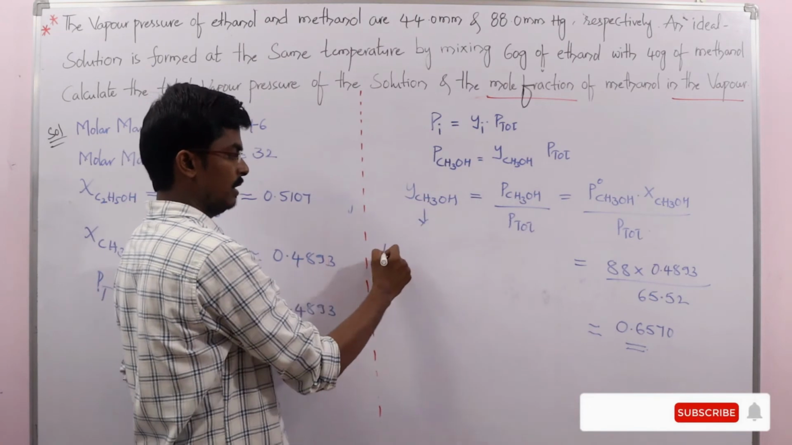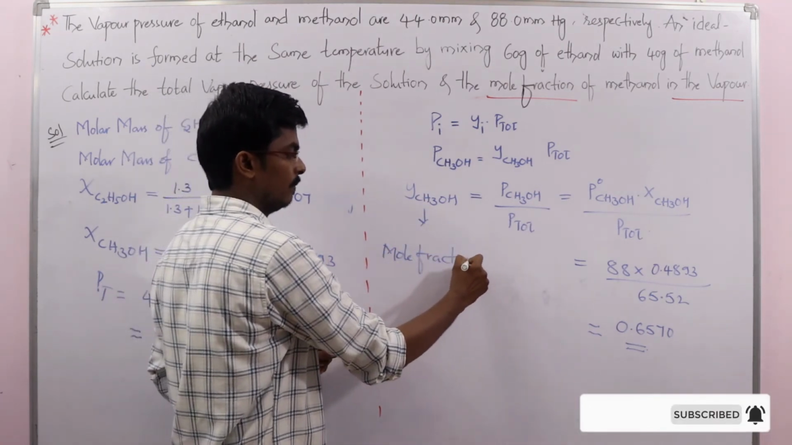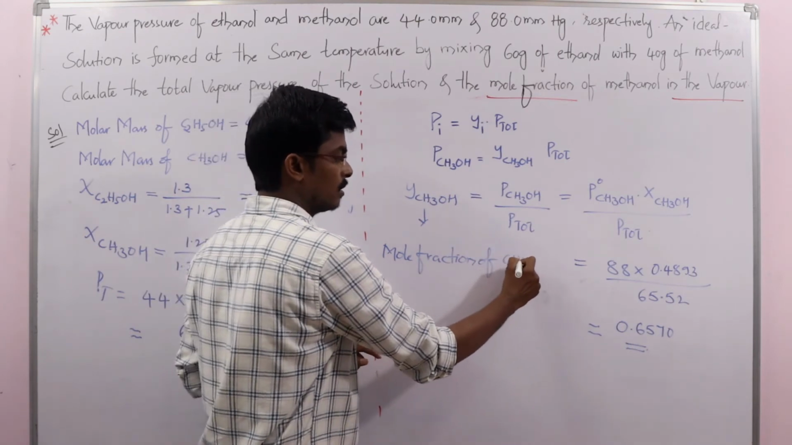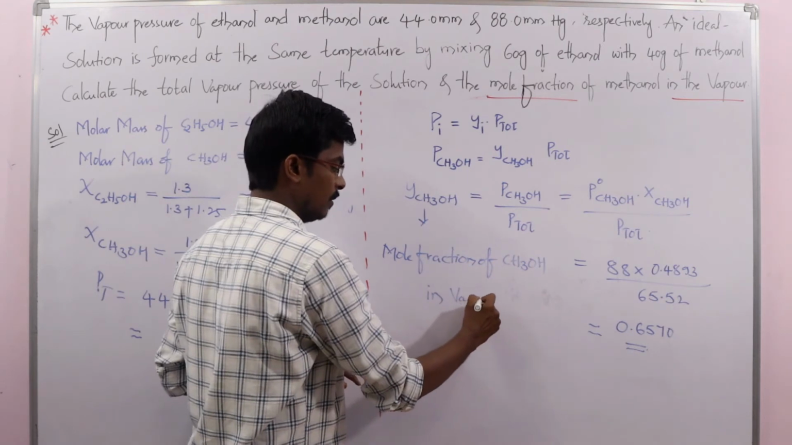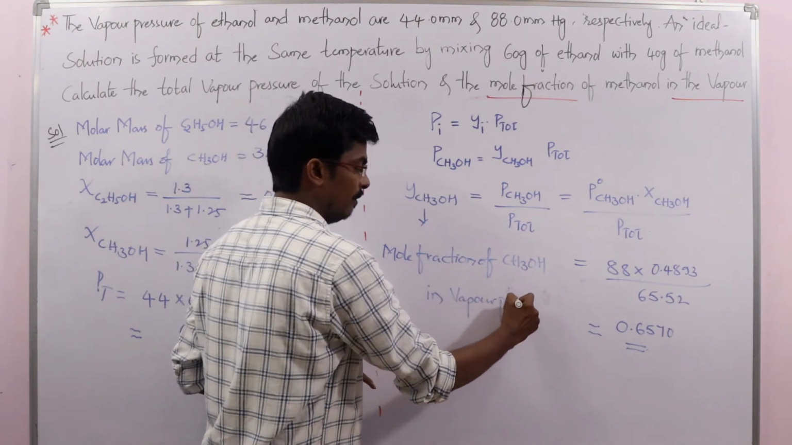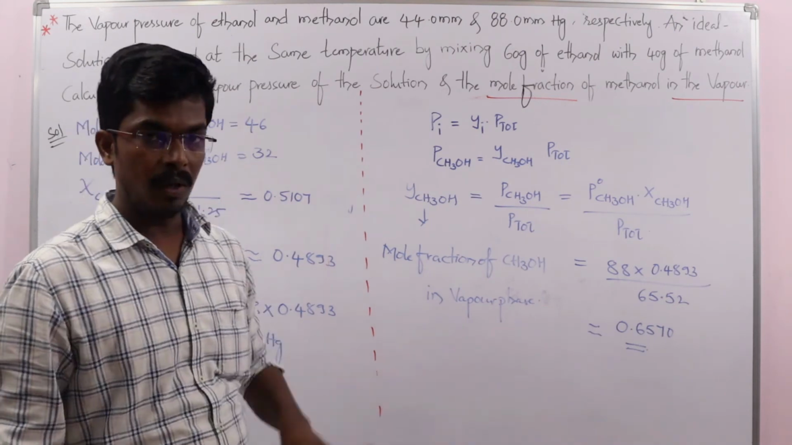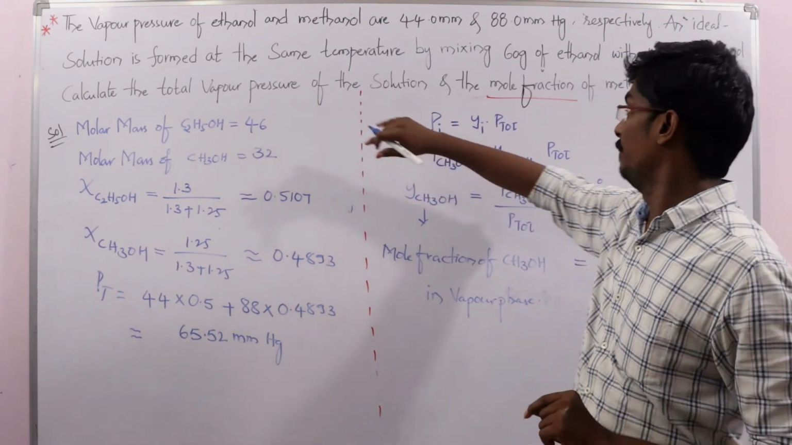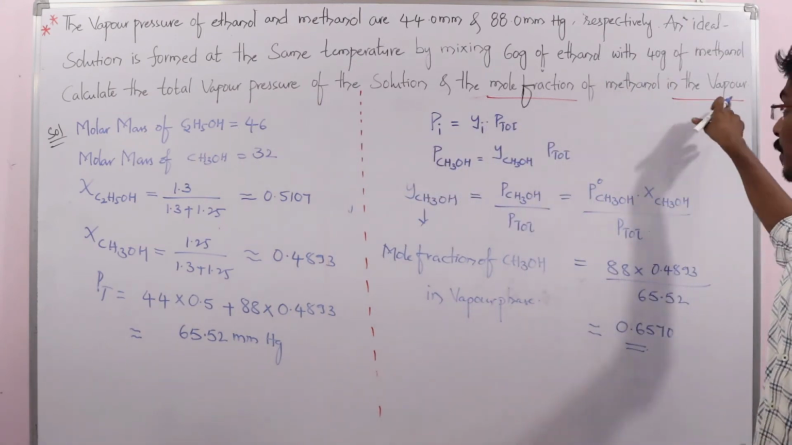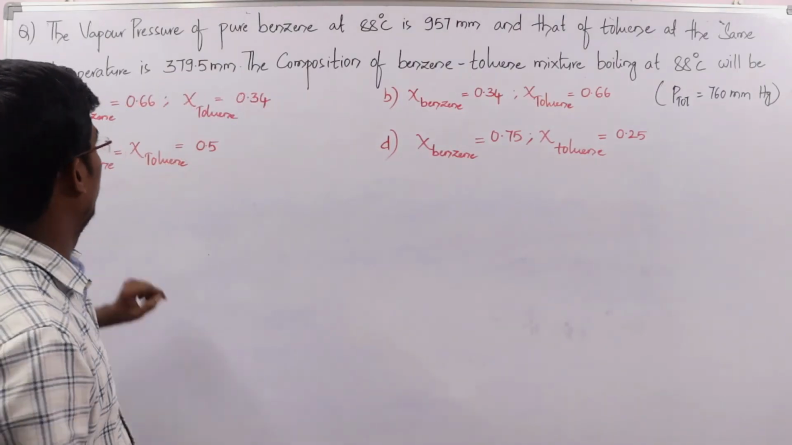So this is the mole fraction of methanol, CH3OH, in the vapor phase, not in the liquid phase. You must observe that. This is a very important model: calculating the total vapor pressure and the mole fraction of a component in the vapor phase. Got it? Now let us see one more problem.